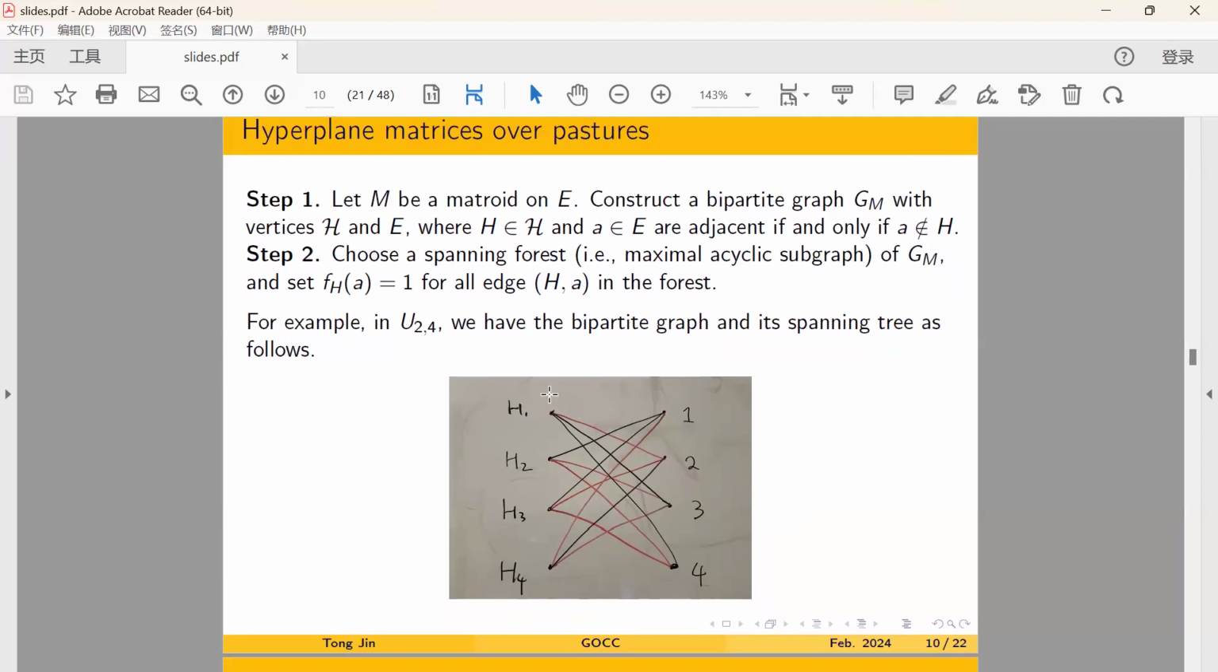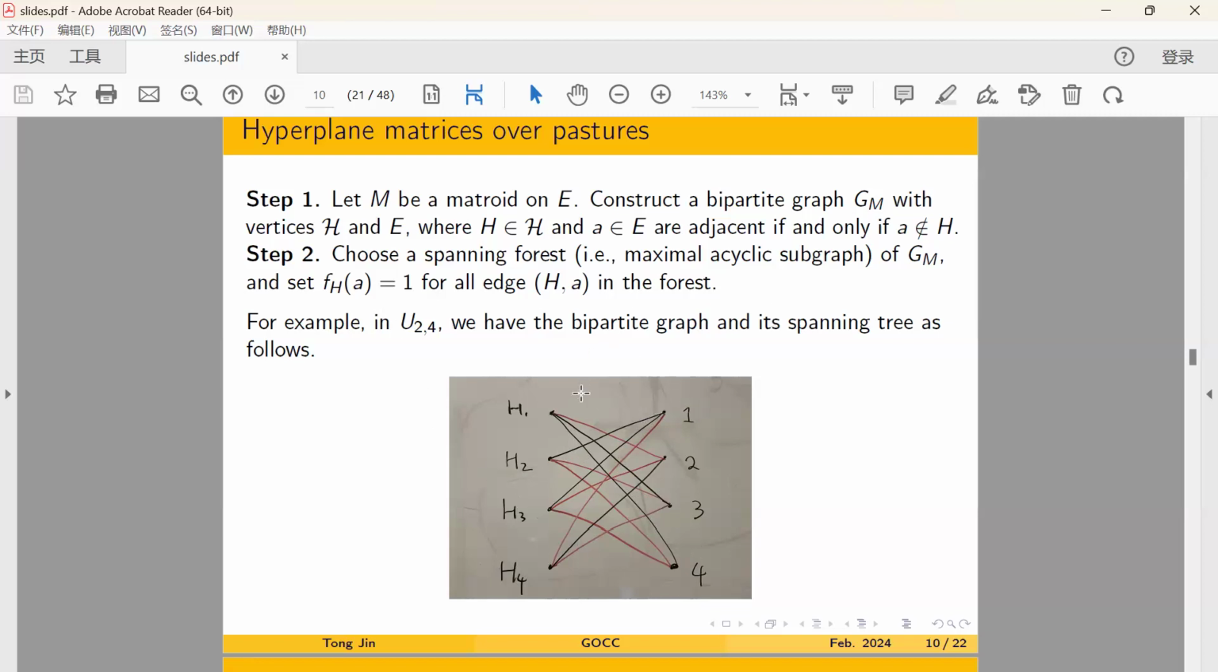So if we look at all of the edges, both in red and in black, we have the graph G of U2,4. Now, step 2 is to choose a spanning forest of this graph. And here by the spanning forest, we mean the maximal subgraph without any cycles. Now, the red edges give us a spanning forest. For instance, H1 goes to 2, goes to H3, goes to 4, goes to H2, goes to 3, goes to 4, H4 goes to 1. So there's no cycle in this spanning forest, actually, the spanning tree.